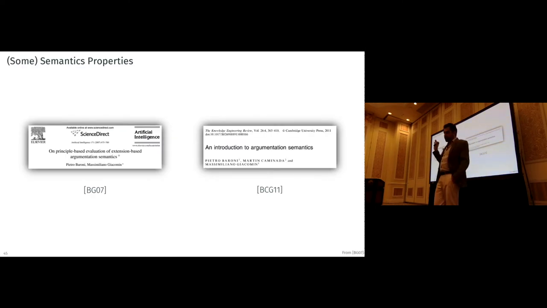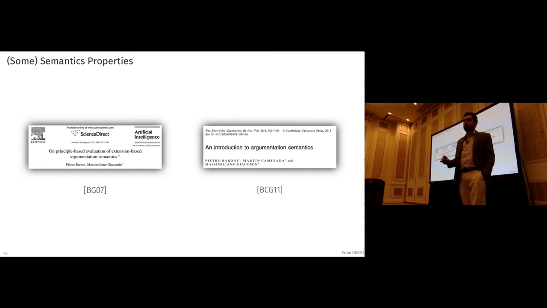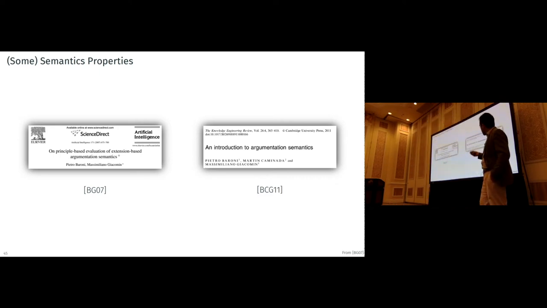Dung introduced several semantics in 1995, and their definition is very elegant. I'm going to choose a slightly different formalization that was introduced in 2007, just because it makes clearer what the principles are behind some of those semantics and criteria. So in 2007, Pietro and Massimiliano introduced this paper on principle-based evaluation of extension-based argumentation semantics, and that was also refined with Martin, sitting here in the audience, in 2011 in a Knowledge Engineering Review paper.